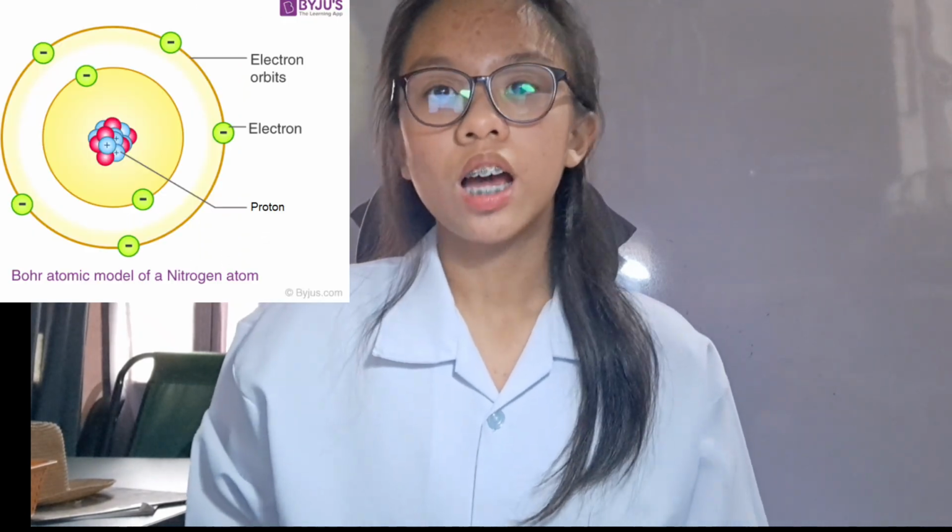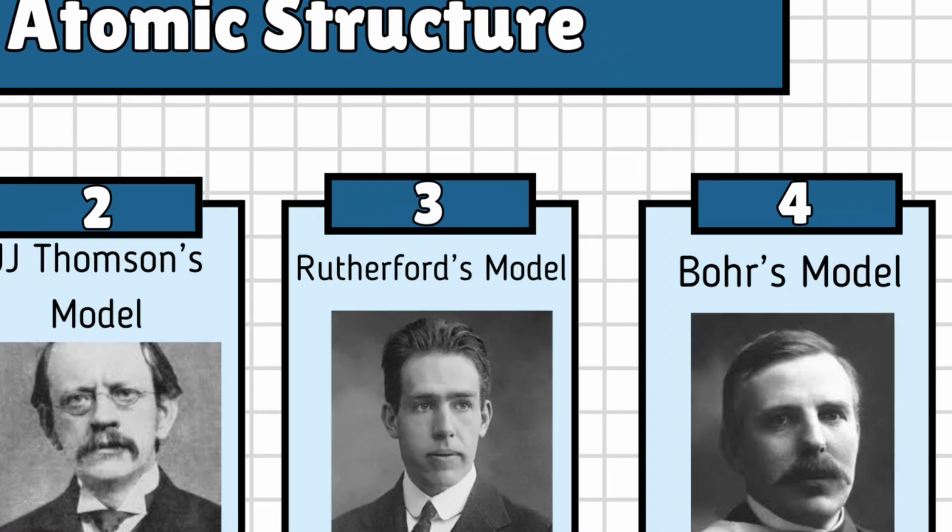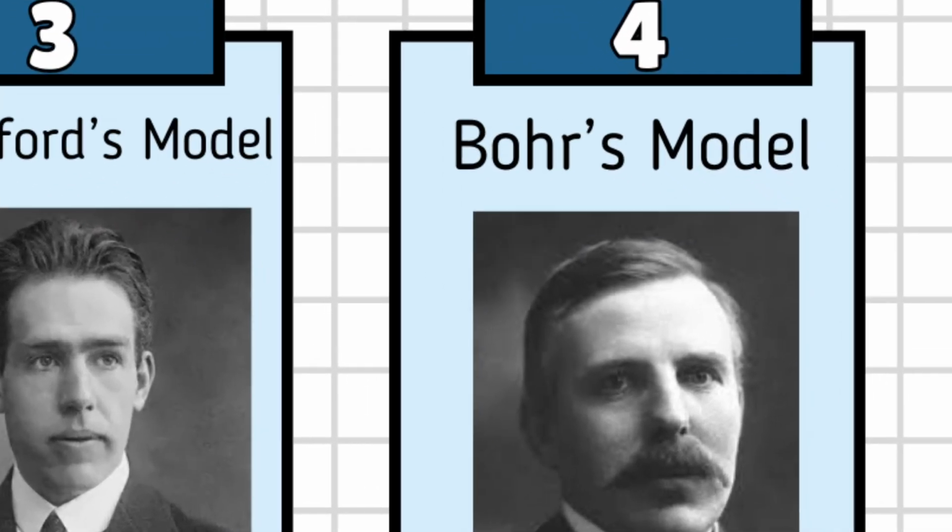Last but not the least is Bohr's model. According to the Bohr atomic model, a small positively charged nucleus is surrounded by revolving negatively charged electrons in fixed orbits. He concluded that an electron will have more energy if it is located away from the nucleus, whereas electrons will have less energy if it is located near the nucleus.